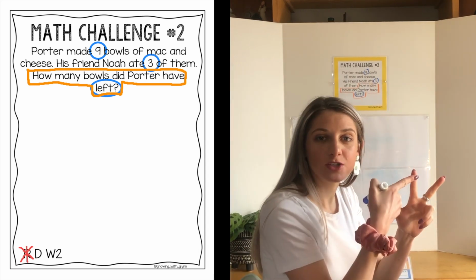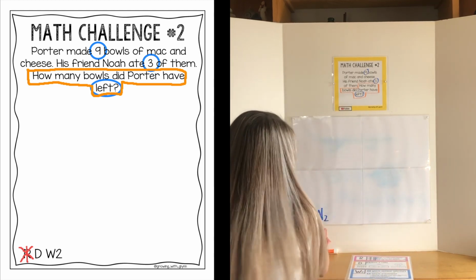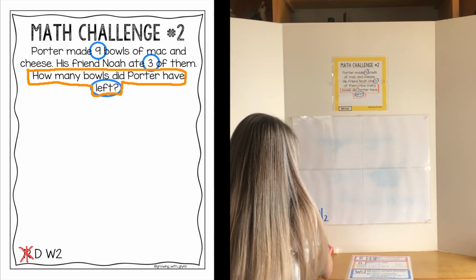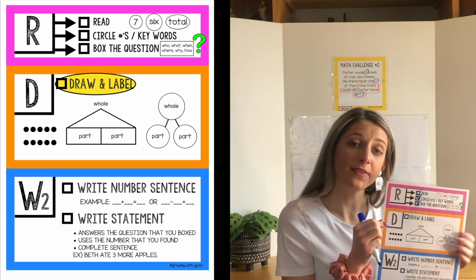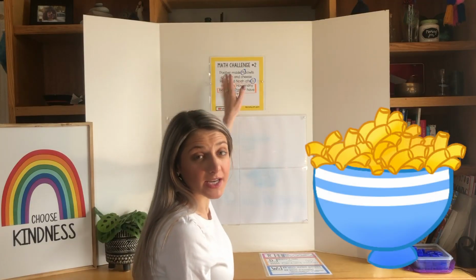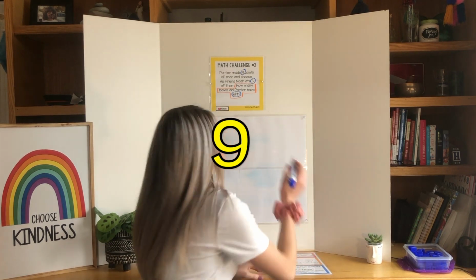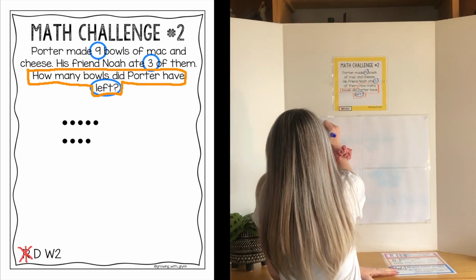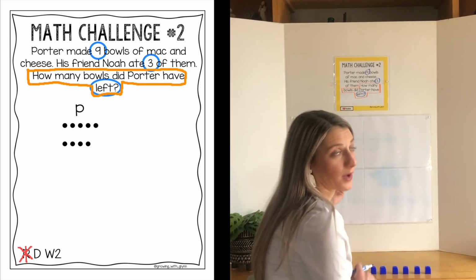I read, circled key numbers and words, and boxed the question. Star the R. And I can move on to the next letter, which is D, which stands for draw and label. Today we're going to focus on drawing dots. The first thing we read is Porter made 9 bowls of mac and cheese. What do you think we have to draw first? How many dots? 9. And I'm going to label it P for Porter.